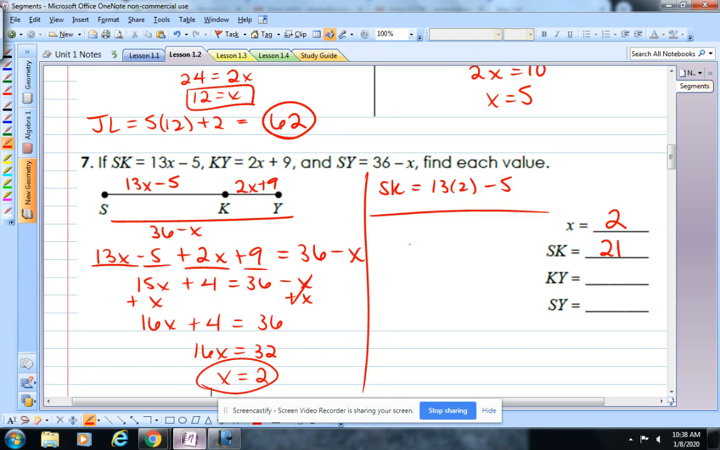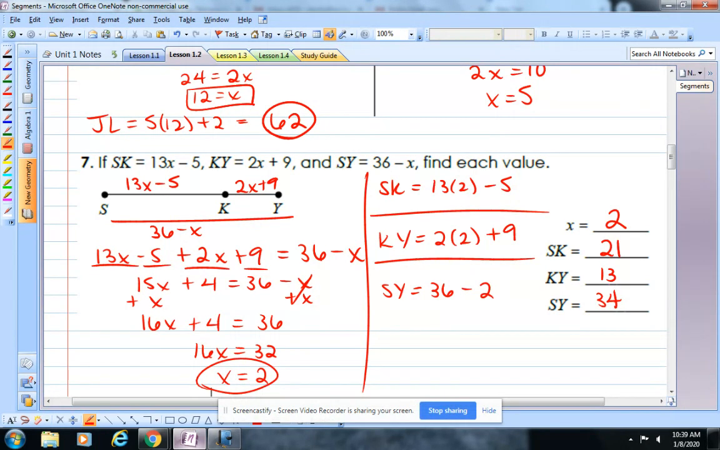Okay, and then KY is 2 times 2 plus 9. Y'all see what I'm doing there? 2 times 2 is 4, plus 9 is 13. And then the last one, SY, 36 minus 2 is 34. How could I check my answer? Yeah, the two shorter ones should equal 34. Do they if I add 21 and 13? Yes. So any questions about that?